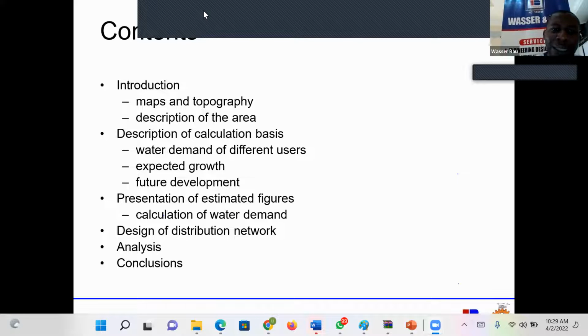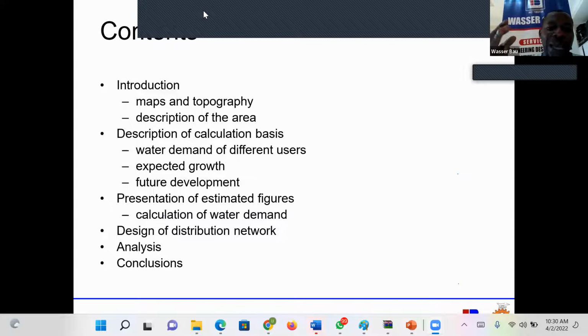Okay. Then the next thing you do is when you have computed this parameter of the different water demand, the growth, and every other parameter, you now sit down and calculate the various water demand. After calculating the various water demand, you now move over to your design network and you now do the design. After doing your design, you now go and do the analysis.